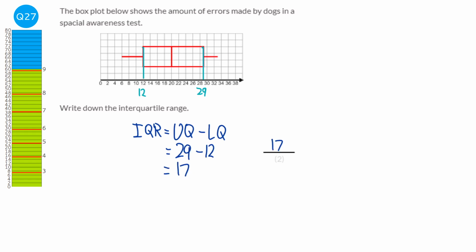So the parts of a box plot are: the lowest value is here, lower quartile, median, upper quartile, highest value.